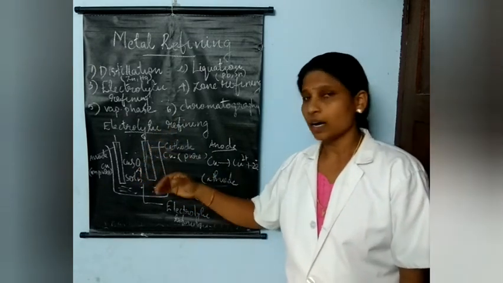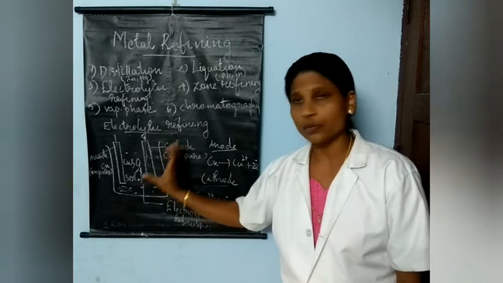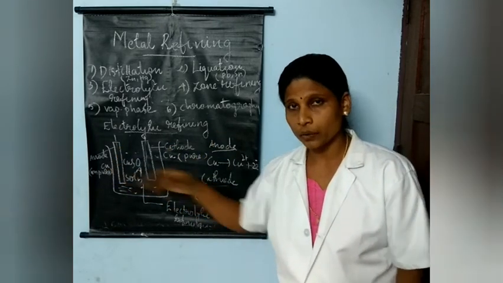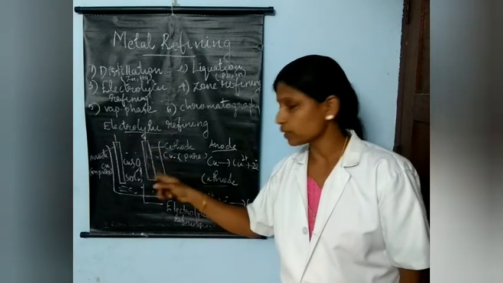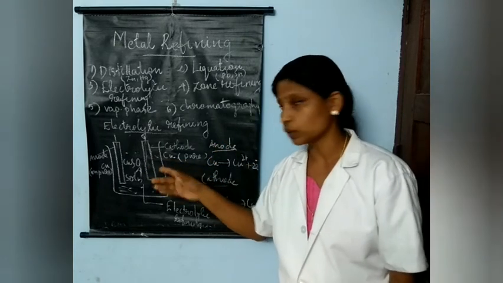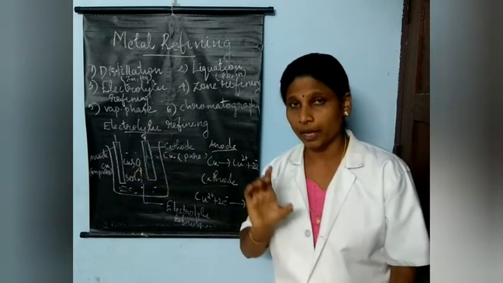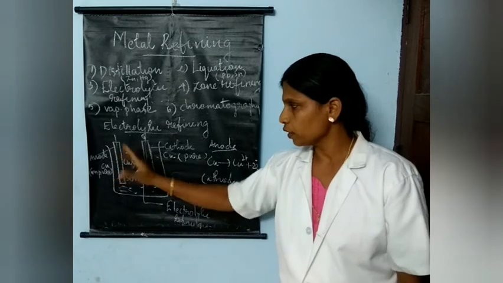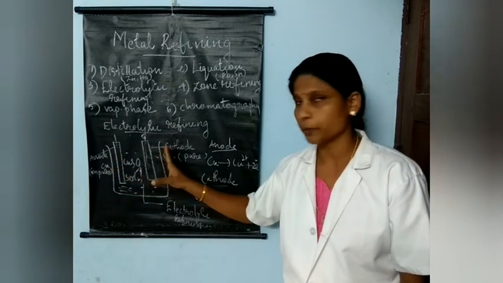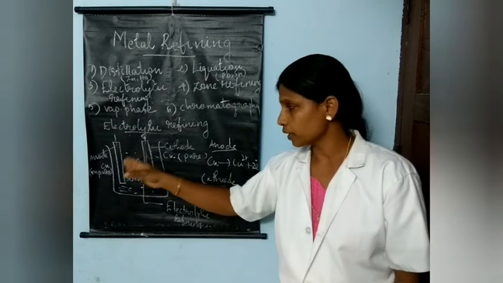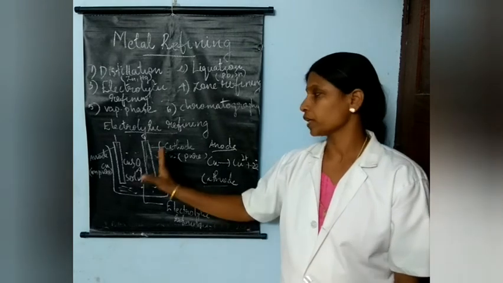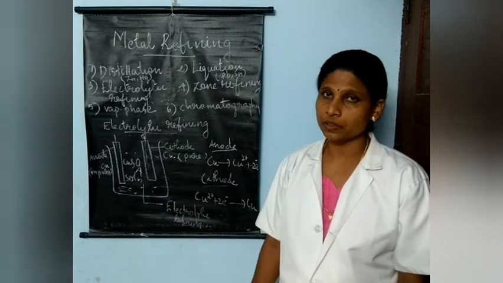As time passes, the size of the cathode increases and the size of the anode decreases. From the crude metal, the pure metal moves to the solution and is deposited at the cathode. The anode is the place where oxidation takes place, and the cathode is the place where reduction takes place.